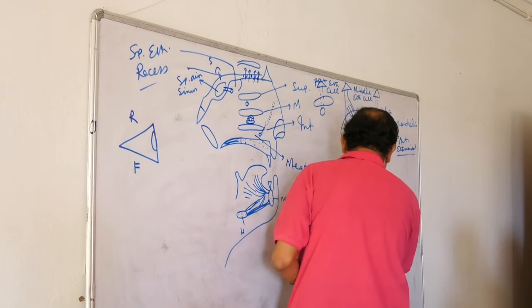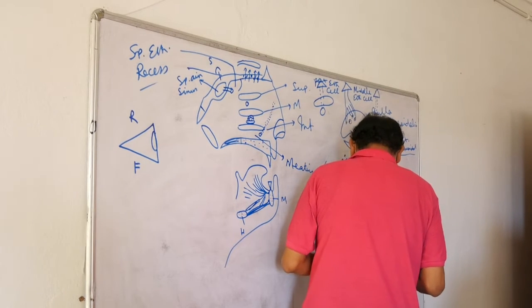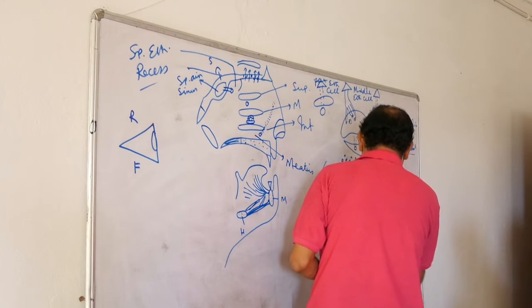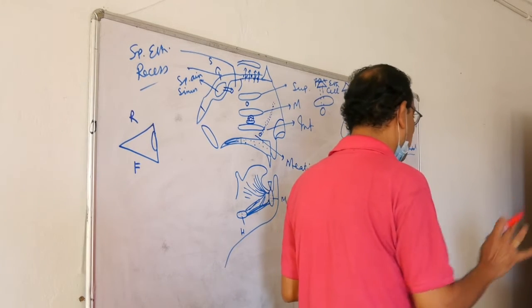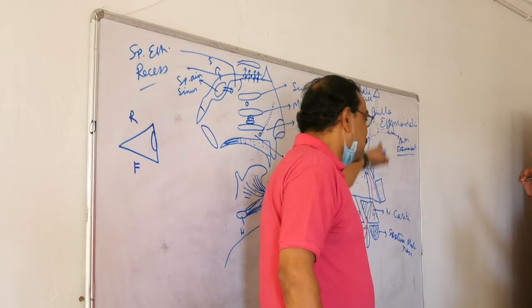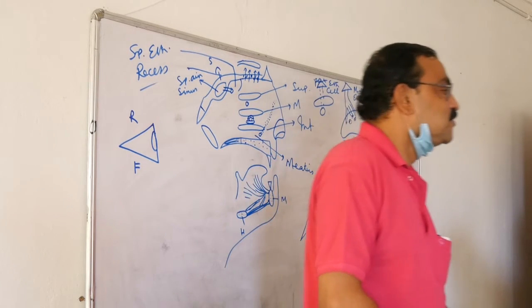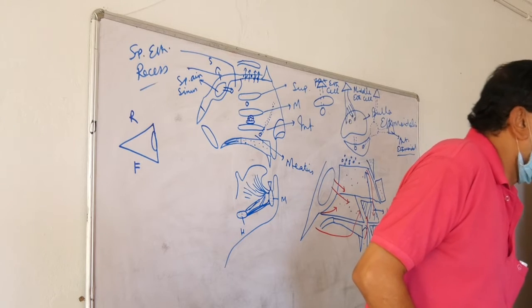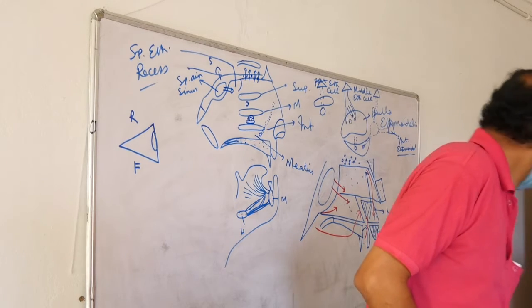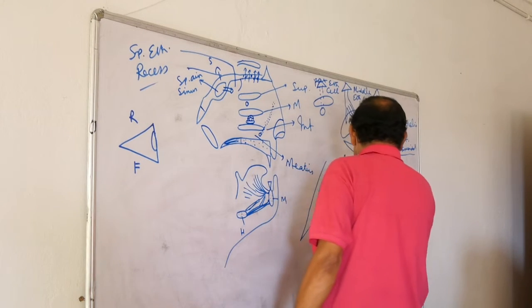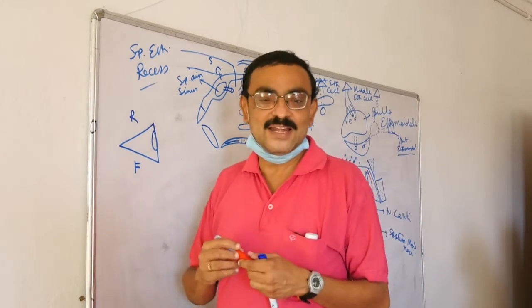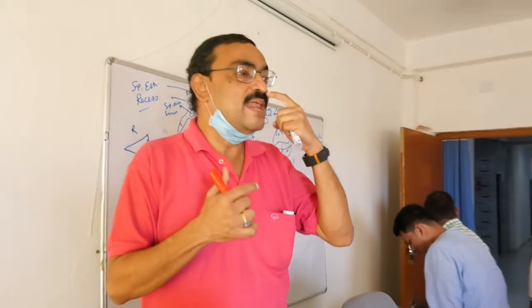So from here another artery will come out. Another artery is coming out, the superior labial branch of the facial artery. So this is an area in the septal cartilage which is very much vascular.